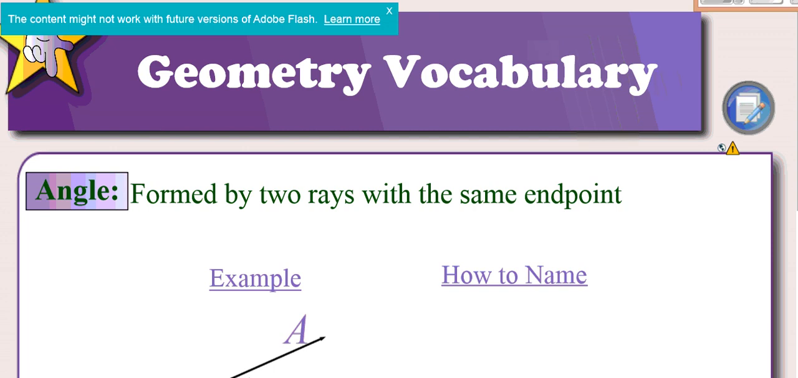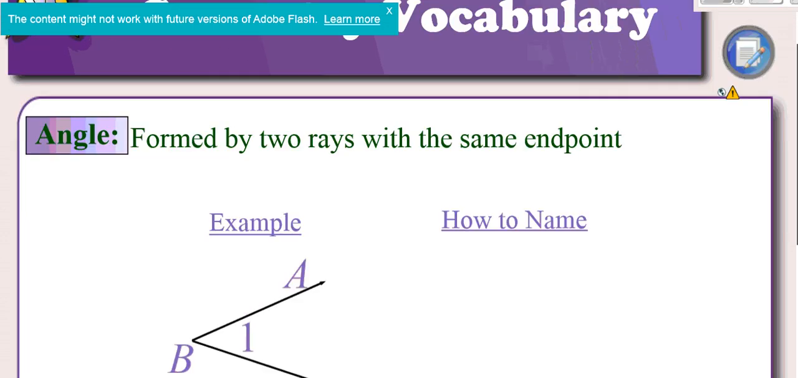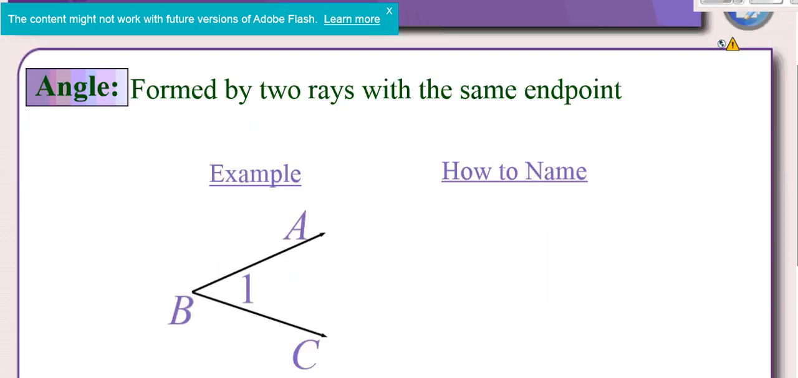An angle is formed by two rays with the same endpoint. So here's our two rays. They both intersect here at B. Two rays. So that endpoint is actually called a vertex, that B point right there. We don't need to know that quite yet.